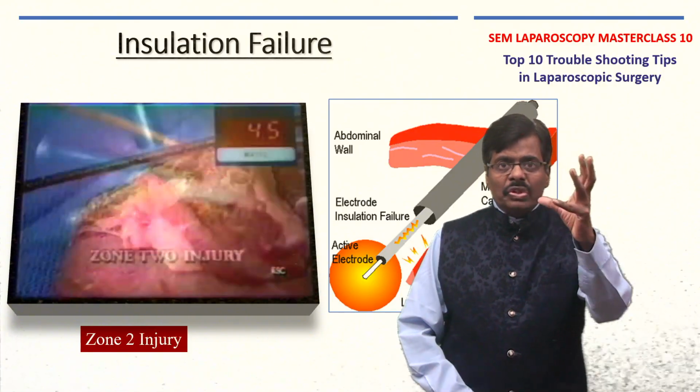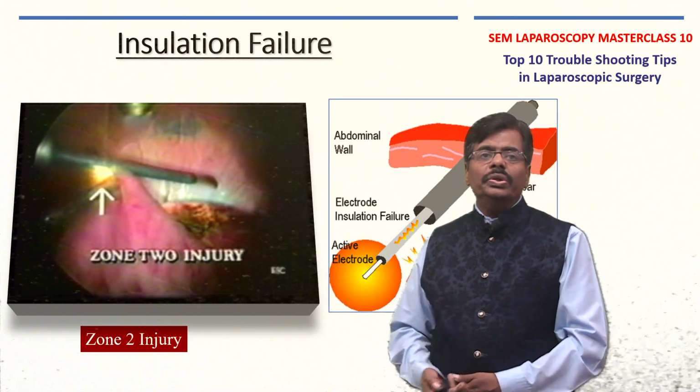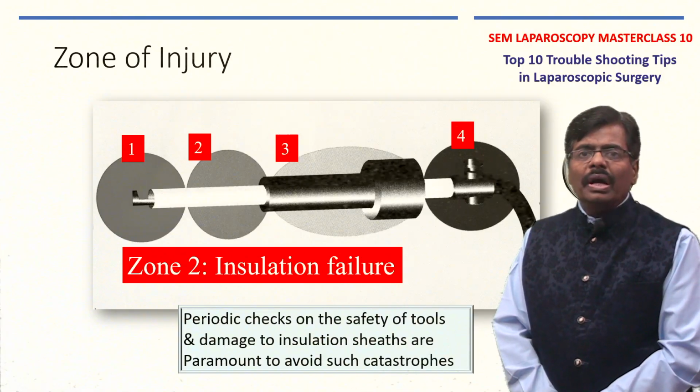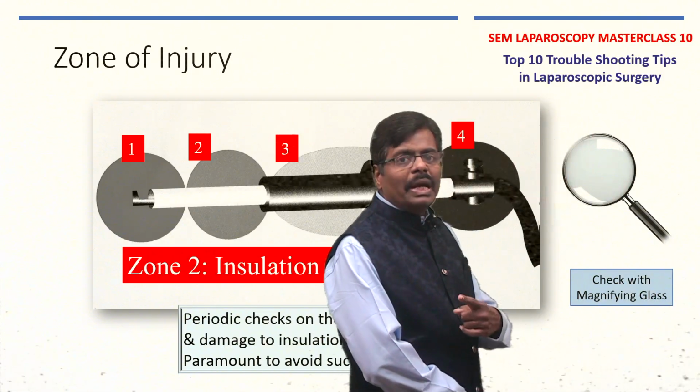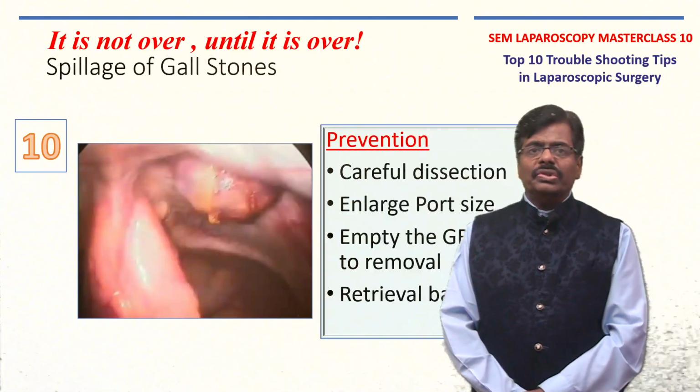This will not be visible to you because it is out of the field, and it will cause what we call a zone 2 injury, as shown in this experiment. So, avoid these things by proper examination, using what we call a magnifying glass as shown here. Check all the equipment before you send it for sterilization.